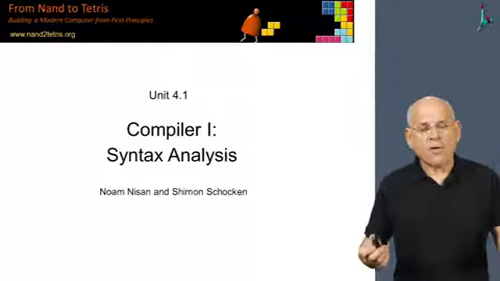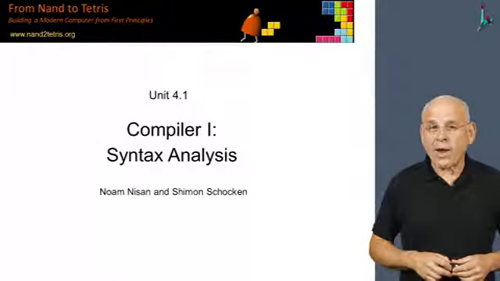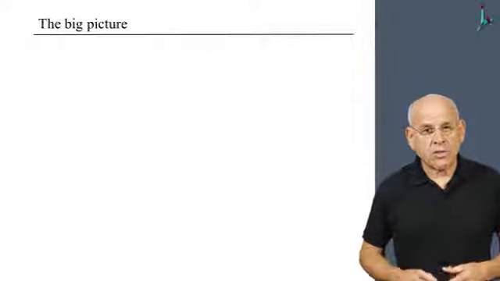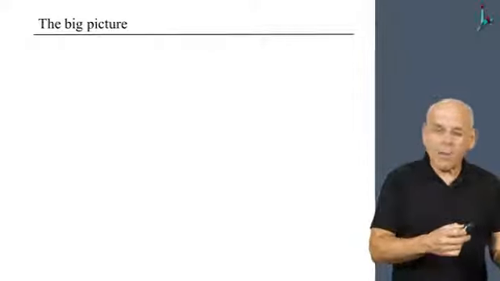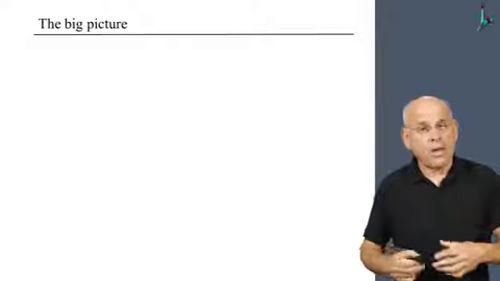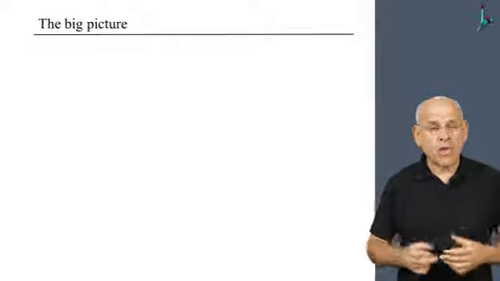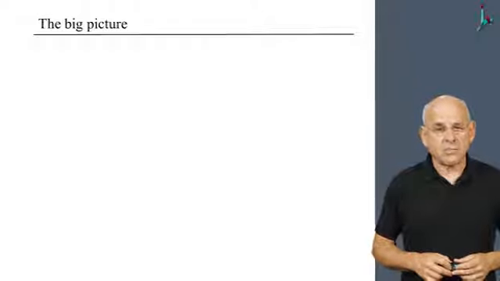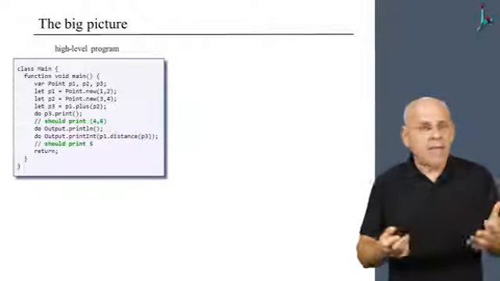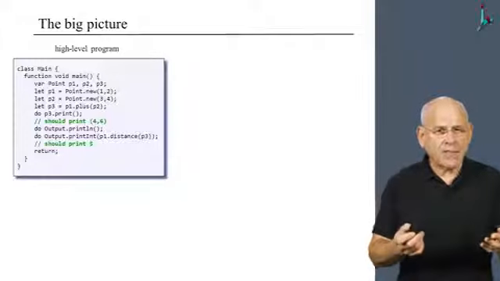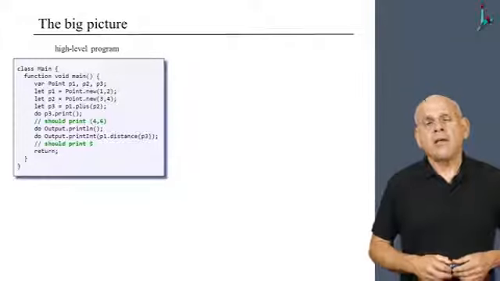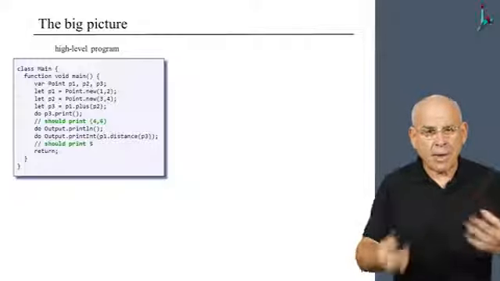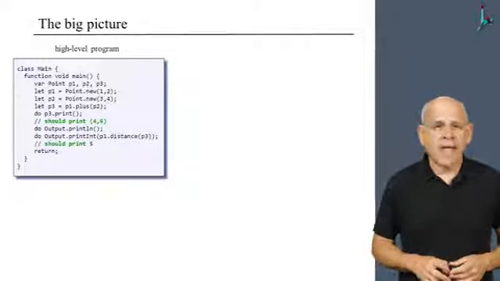Welcome to Module 4, in which we'll begin to learn how to write compilers. Now, the big picture is such that we want to translate high-level programs into machine code in order to be able to execute them and to enjoy the fruits of the work, so to speak. And here's an example of a program that I believe we've seen in the past, in which we generate some points in a two-dimensional space and manipulate them to some desired end.